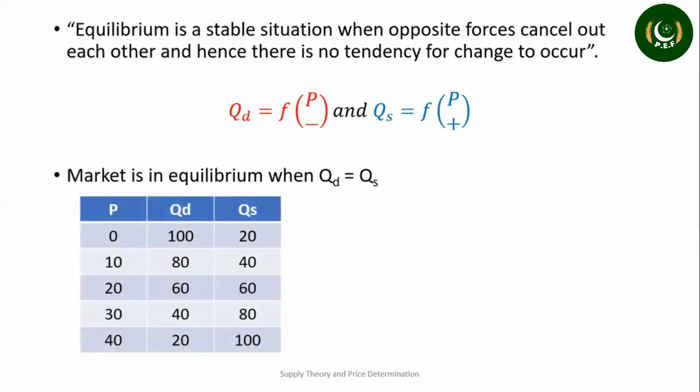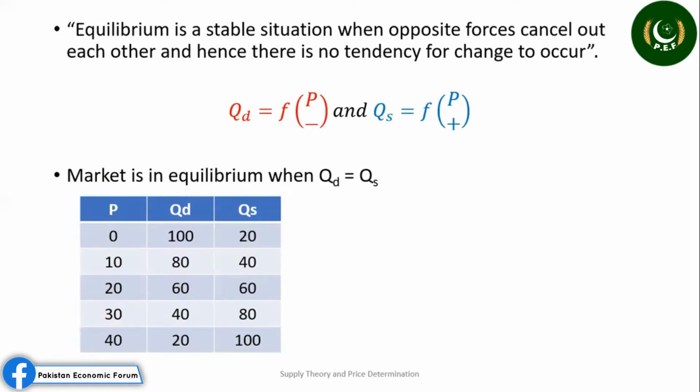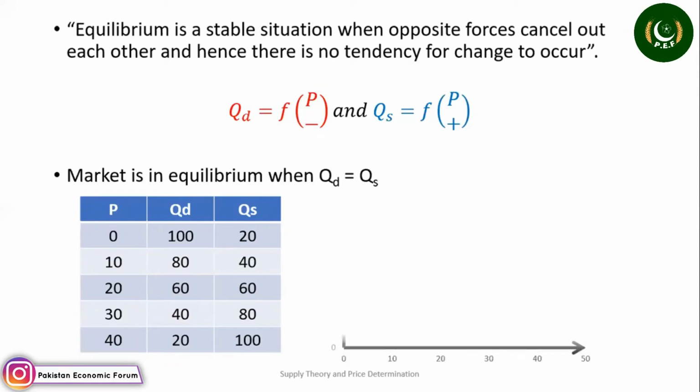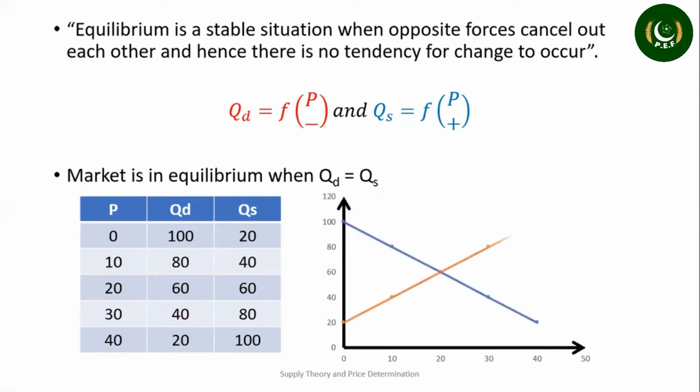In this table, we can see that when the price is increasing, the quantity demanded is falling and the quantity supplied is increasing. At price 20, the quantity demanded is exactly equal to the quantity supplied. Hence, at this price, we will say that the market is in equilibrium. This can be shown with the help of a diagram like this.